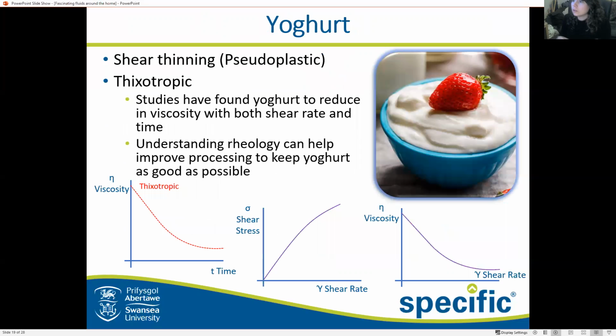Moving on to something which I have quite a lot of the time, that is yogurt. In this case, this is both thixotropic, so shear thins over time, and pseudoplastic, so it shear thins also with the rate. So if I were to stir it for a long time, it would thin down. If I were to stir it faster, it would thin down. If I were to stir it faster for a long time, then it would really thin down. So this is quite an interesting material.